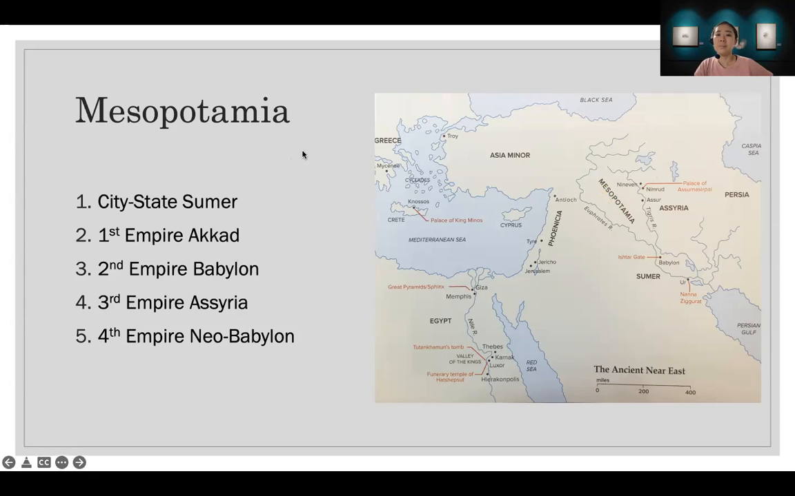So, Sumerians built a city-state in Mesopotamia first here, and the first empire was by Akkadians here, and the second empire by Babylonians here, and the third empire of Mesopotamia was built by Assyrians, and the last empire of Mesopotamia was built by Babylonians again. So let's see one by one.